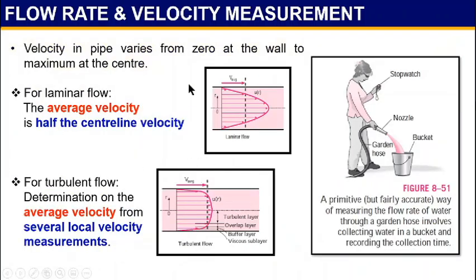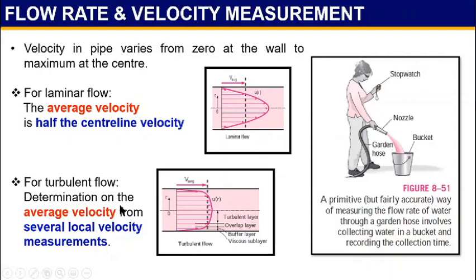Okay, now for laminar flow, how to determine the average velocity? So we have to take half of the center line velocity, because it is maximum at the center, then the maximum velocity divided by 2, we will get the average velocity of laminar flow for this particular pipe. Okay, how about turbulent flow?